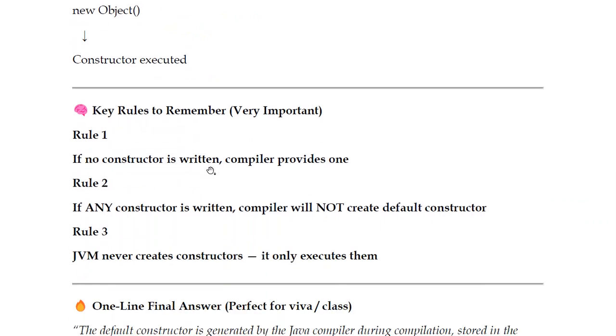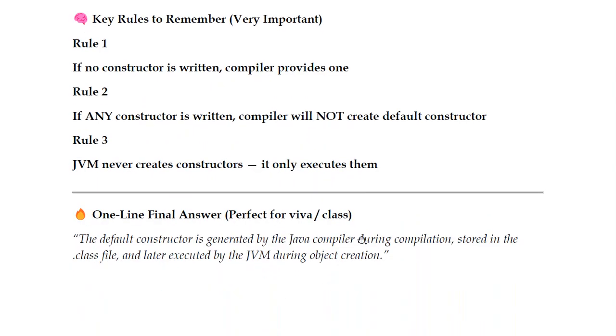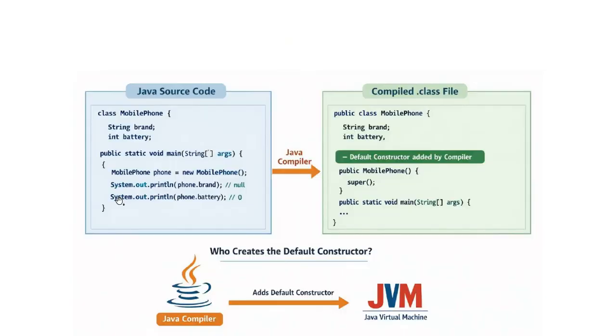Important points: if no constructor is written, the compiler provides one. If any constructor is written, the compiler will not create a default constructor. Important one: if a constructor is already present, the compiler will not create a default constructor. The JVM never creates constructors, it only executes them. That's it. These are the key points.